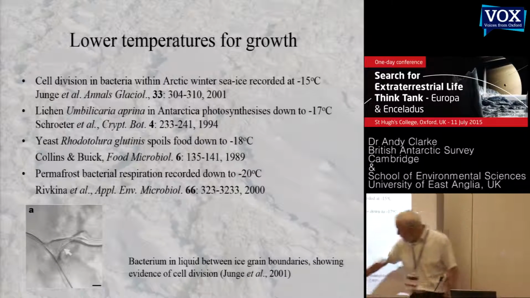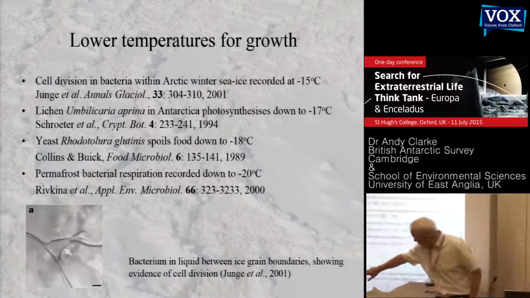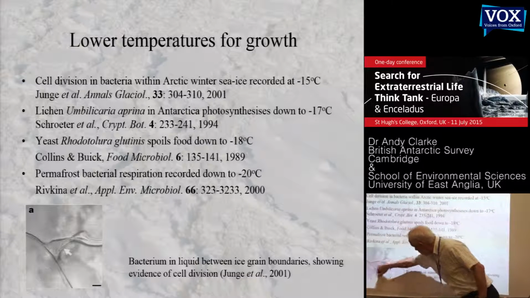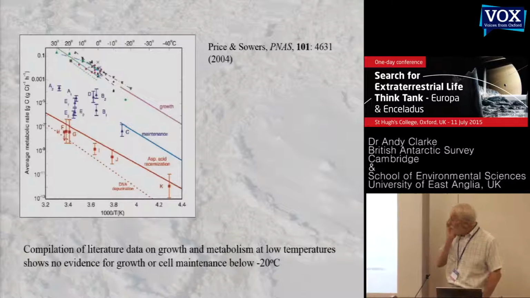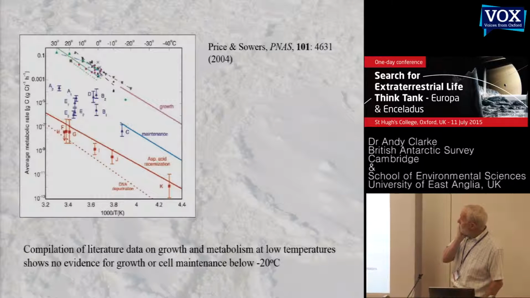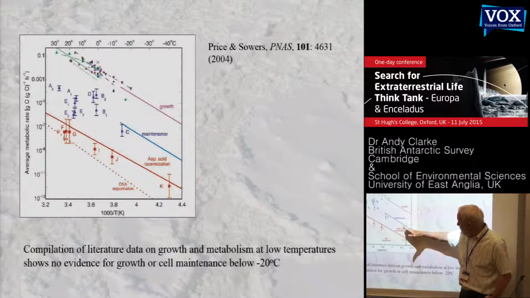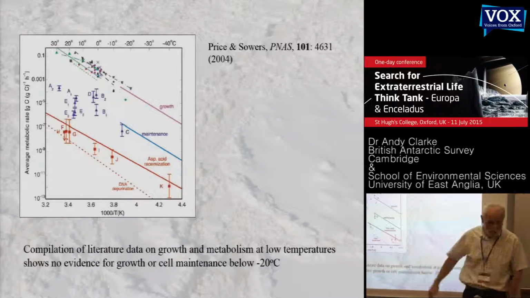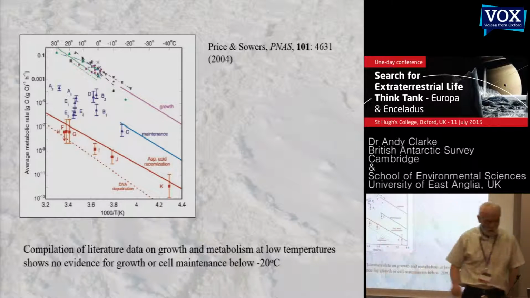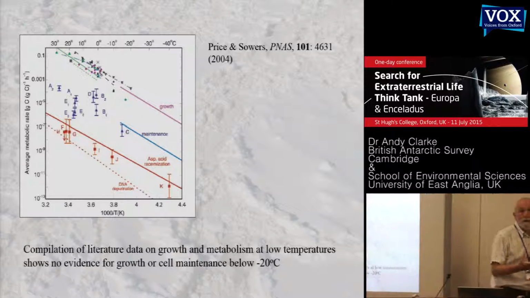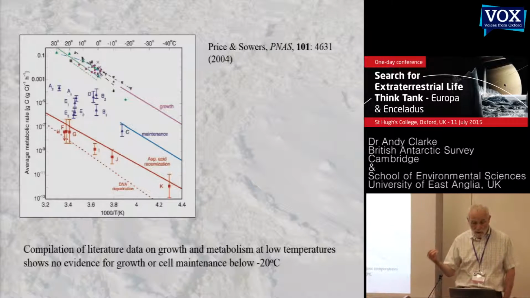And the classic photograph shows dividing bacteria, with the eye of faith, by that arrow there. These are ice grains, and the fluid is constrained to the little narrow channels between the ice grains. But nonetheless, they have bacteria. These data were plotted up in a PNAS paper by Price and Sowers in 2004, a decade ago now, where they looked at growth, maintenance, and a chemical reaction, racemization of amino acids. The key thing here is that there's nothing essentially below minus 20 Celsius. Empirically, we don't find anything living and completing its life cycle below minus 20.